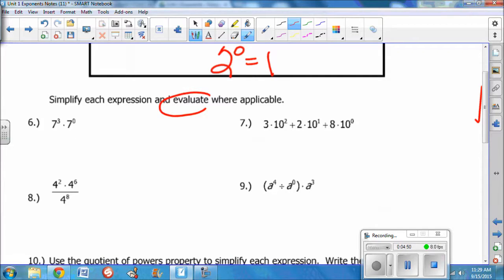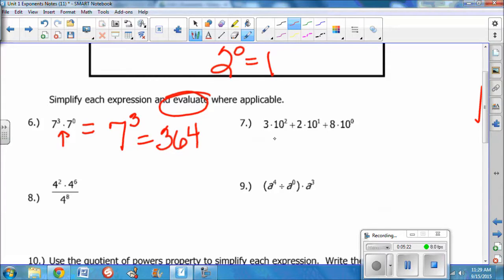So we've got to find the value where applicable. What do we have here? I always ask, what's the base? 7. What's the operation? It's multiplication. What do we do with the exponents? We add them. So we would get 7 to the third power. Go right to your calculator. 7 to the third power means 7 times itself 3 times. You should get 343.